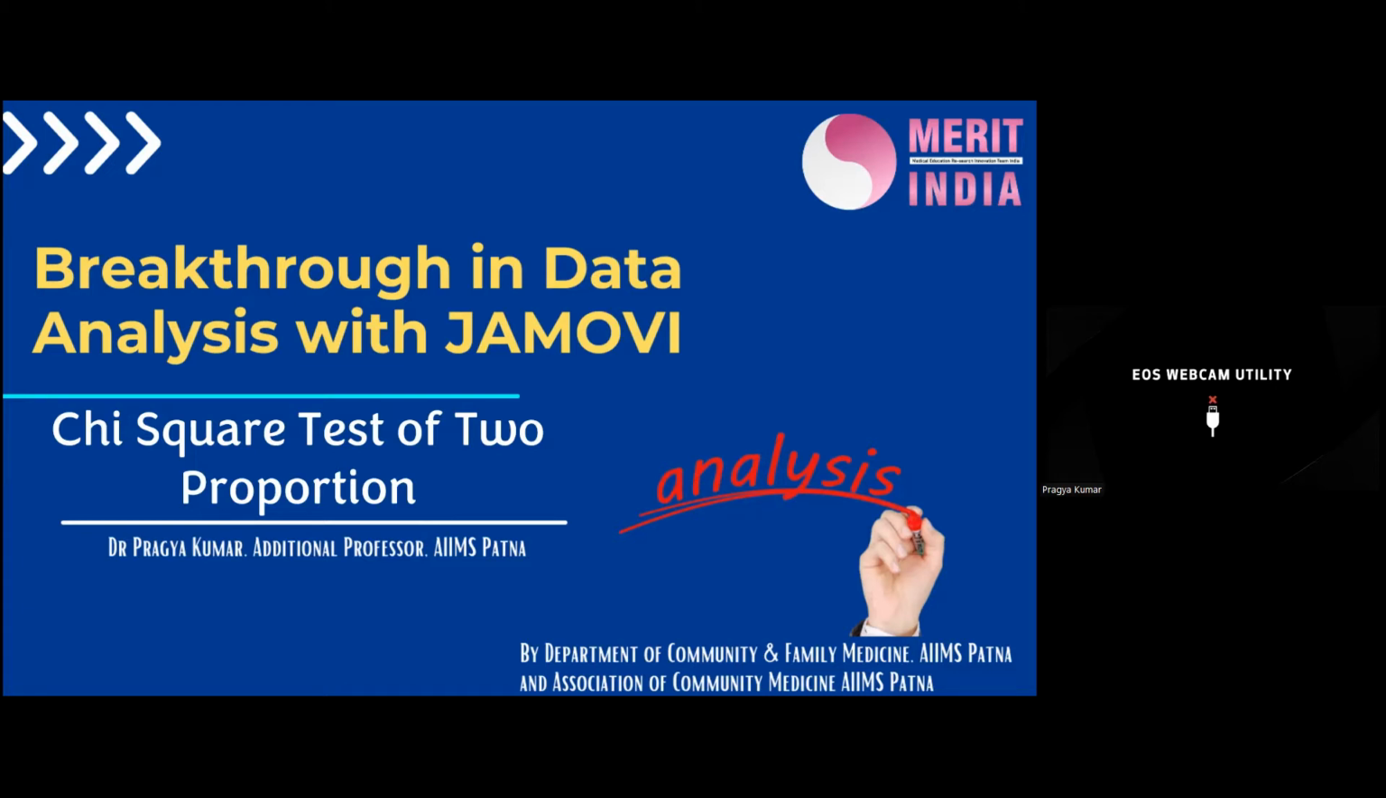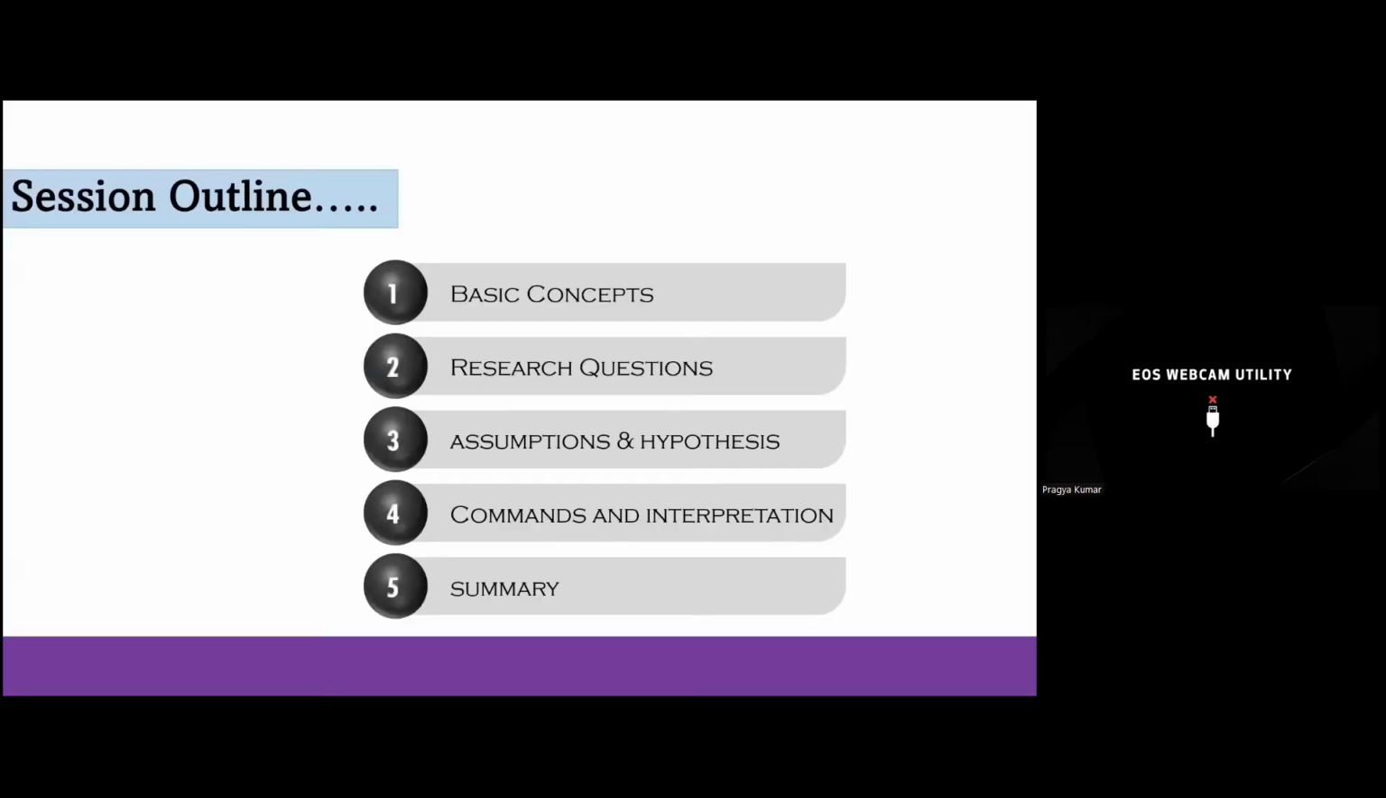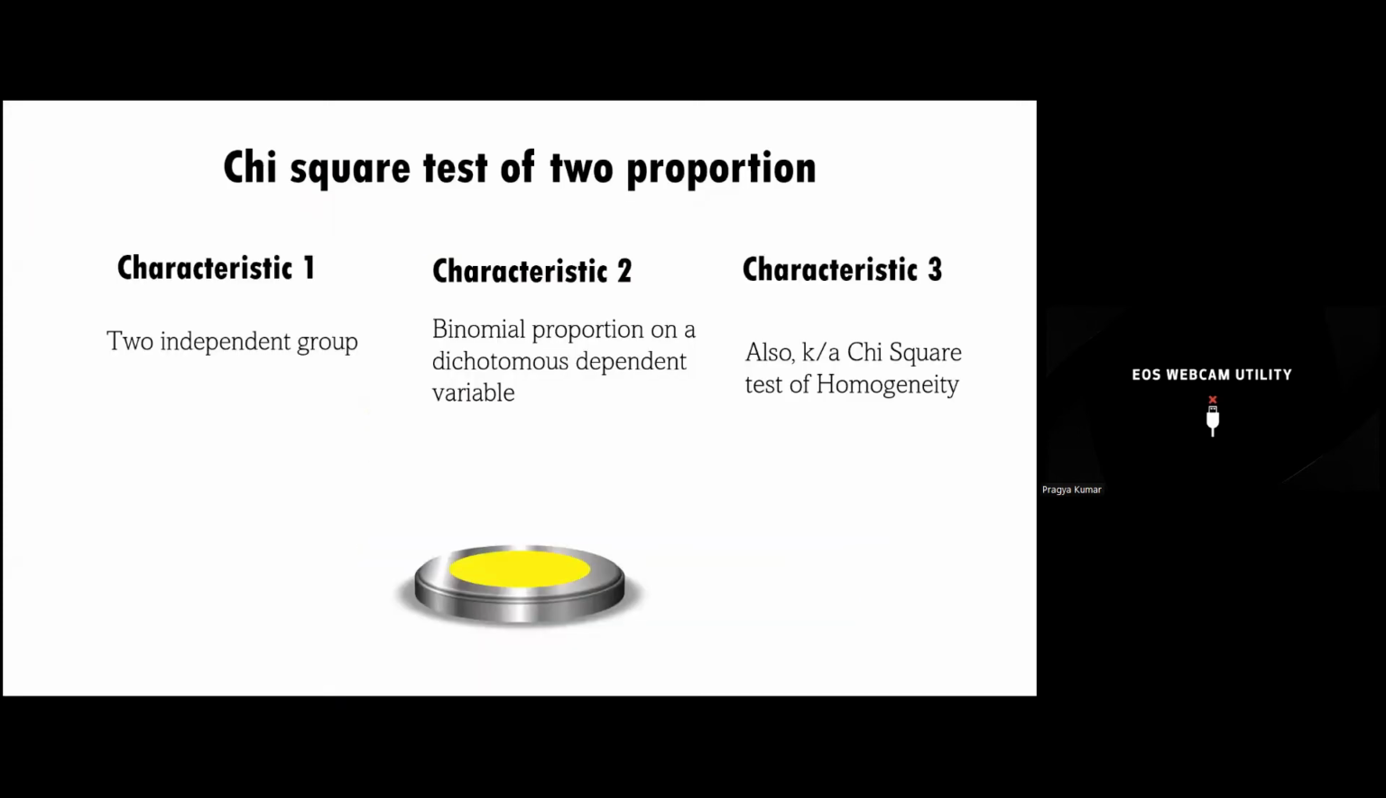Second, we learned the chi-square test of association, where we made an n by c contingency table and a 2 by 2 contingency table, and we saw the underlying assumptions. The third is the chi-square test of two proportion, and in this also we will go by a similar flow. First we'll learn the basic concepts, then the research questions, assumptions and hypothesis, commands and interpretation, and then the summary of the commands.